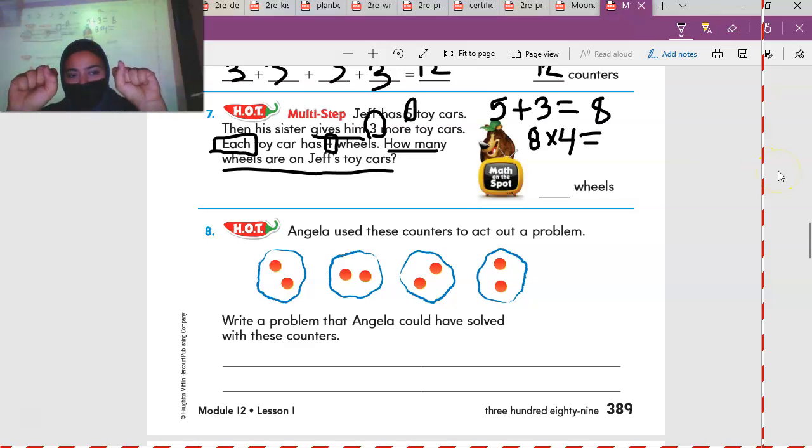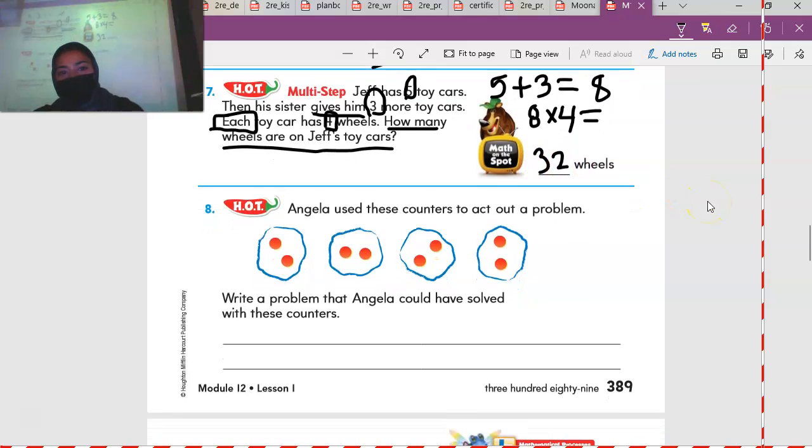So show me your fists. 0, right? Okay, now we're going to count up 8 times. 4, 8, 12, 16, 20, 24, 28, and 32. So how many wheels does he have? 32. I counted by 4, 8 times. That's 4, 8, 12, 16, 20, 24, 28, and 32. Right? So how many wheels are there? 32 wheels. Got it? Very good.